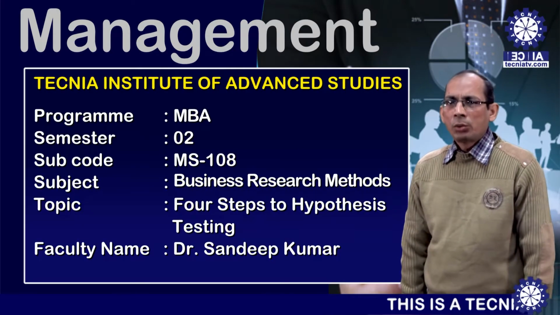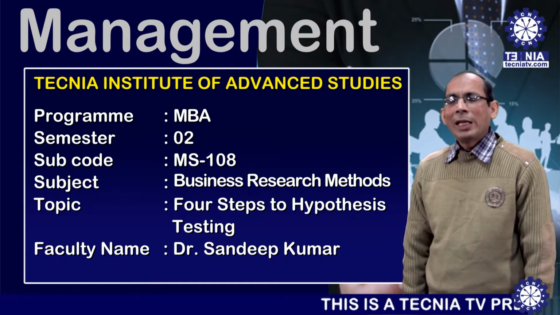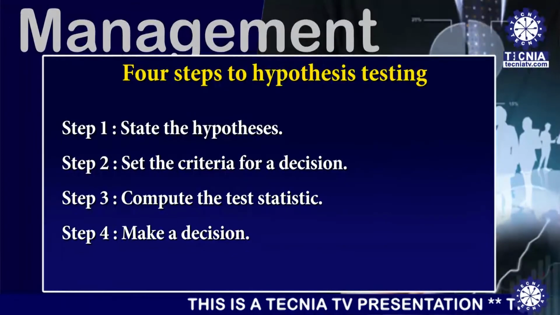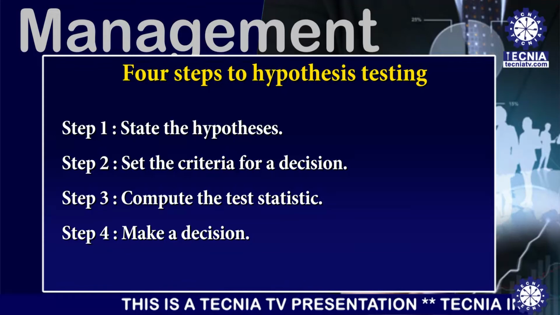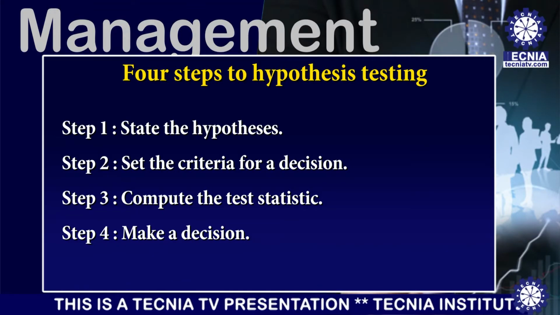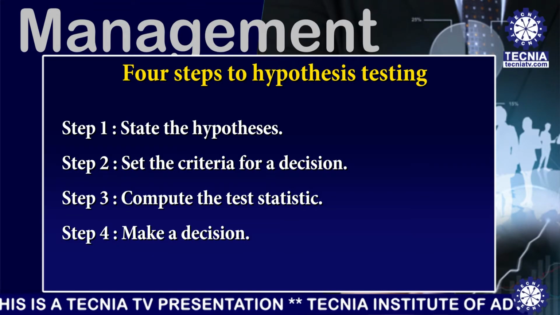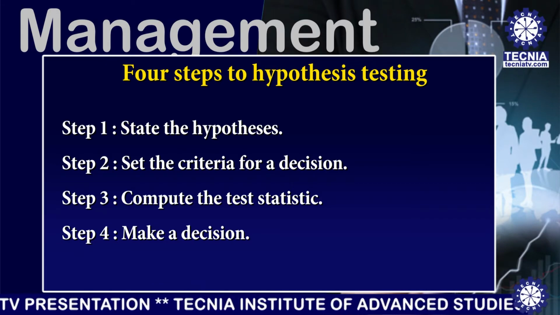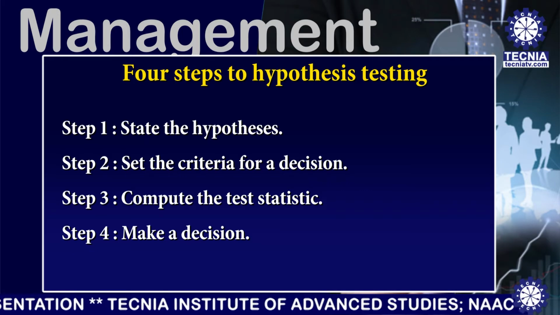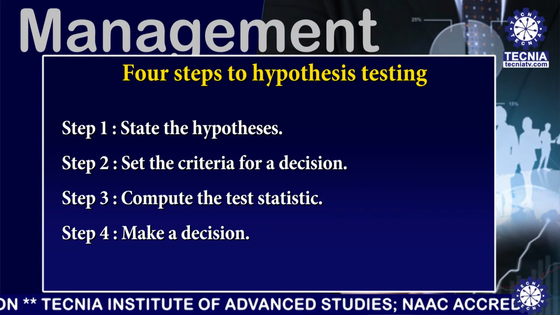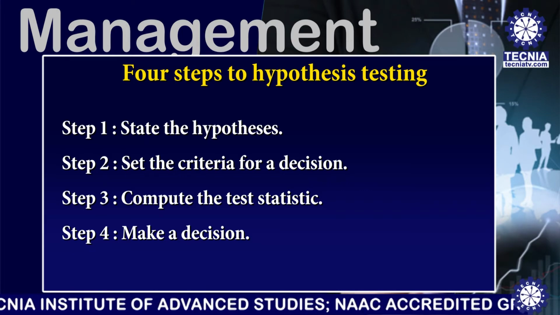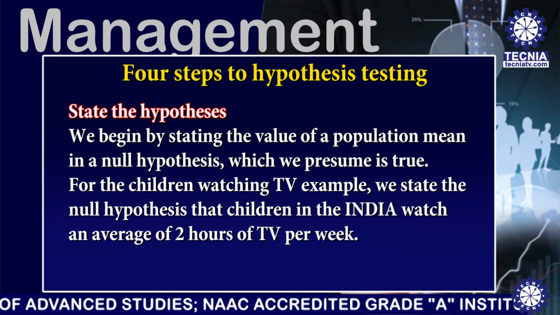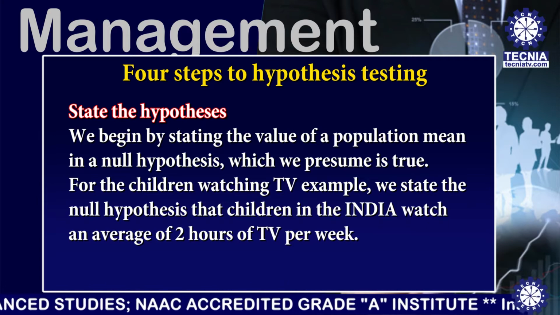Sandeep Kumar. Today I am delivering a lecture on 4 steps to hypothesis testing. The 4 steps to hypothesis testing are as follows. Step 1, state the hypothesis. Step 2, set the criteria for a decision. Step 3, compute the test statistics. And step 4, make a decision. Now, what is step 1? Which is state the hypothesis.